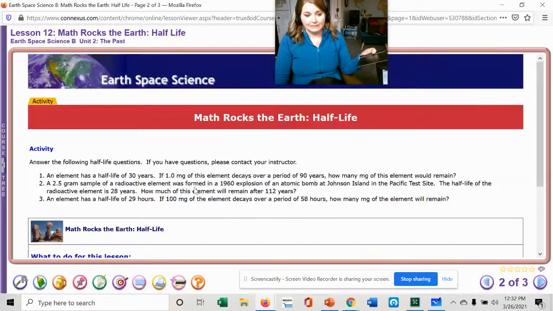So you're going to do the same thing here. You're going to have an element has a half-life of 30 years. If 1.0 milligrams of this decays over a period of 90 years, how much would remain? So again, you start with 90 years. The half-life is 30. How many half-lives is that, right? And then you just use that formula where you take the amount that you start with, which is 1 milligram, divided by 2 to the n. The exponent, again, is the number of half-lives, okay?